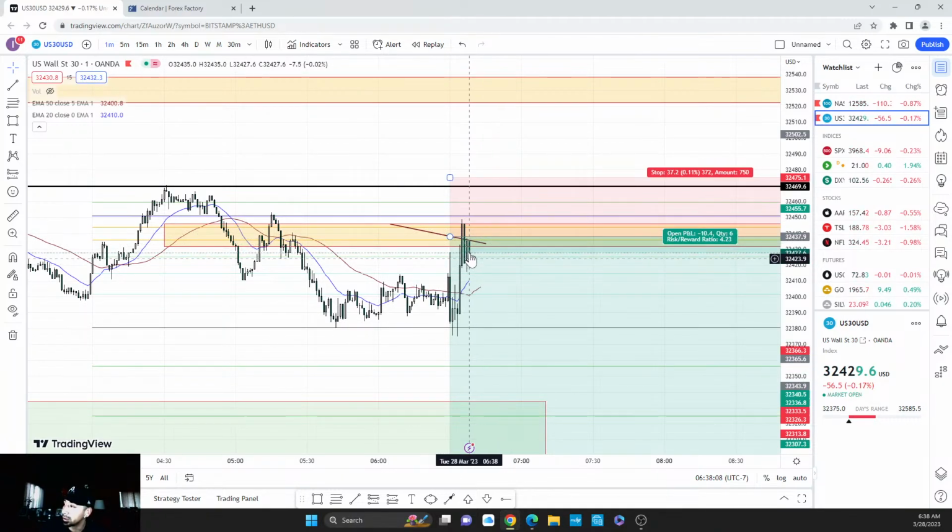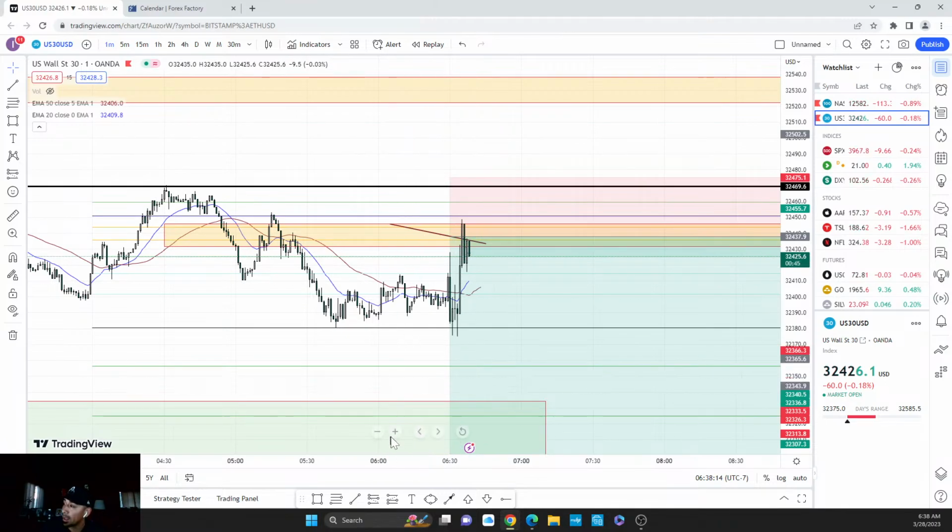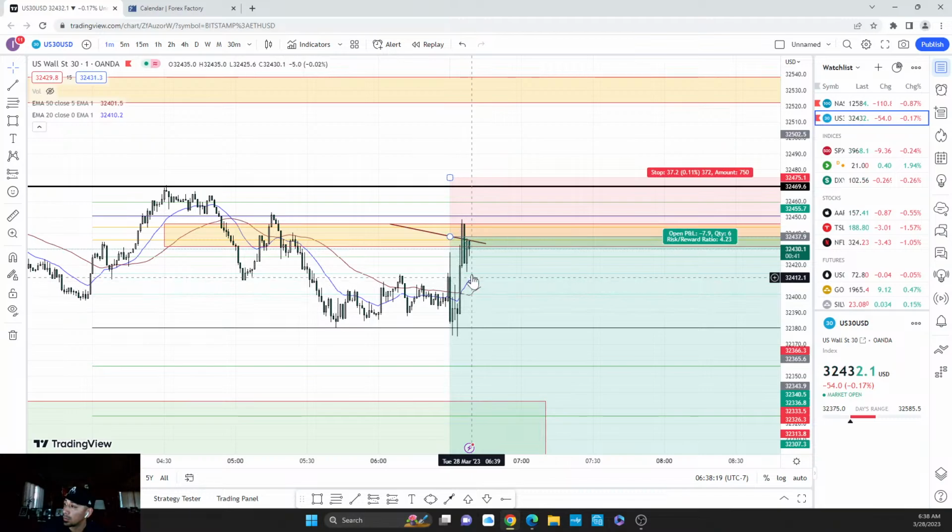See, because if it just wicks out and comes back up, and then the body finishes up top, then we're in trouble, right? So let's see what happens. Yeah, see, like that. That's not going to cut it for us, right?